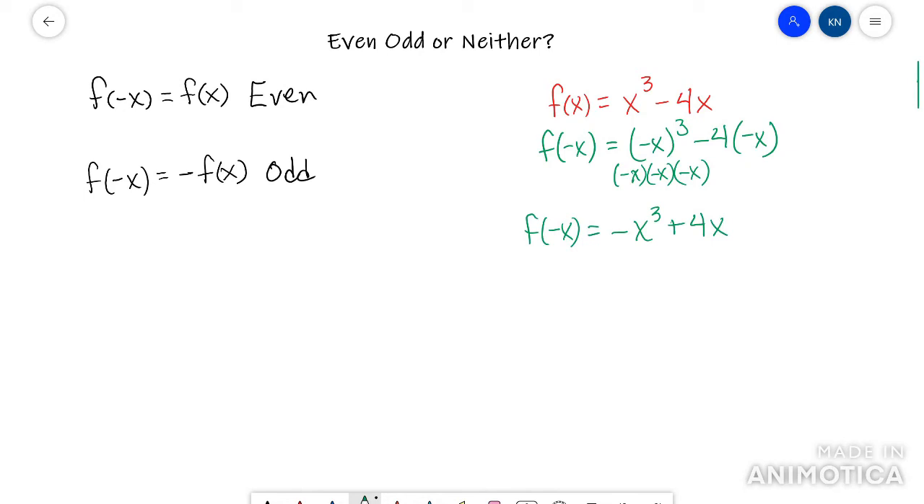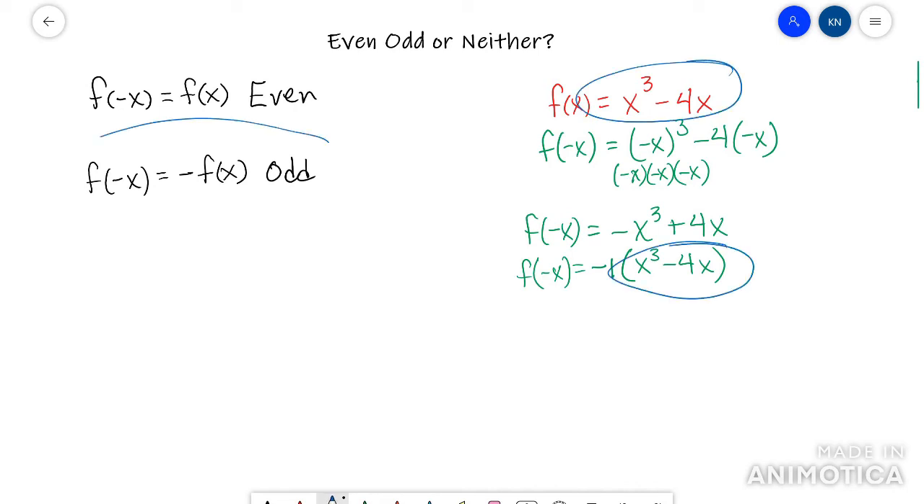And remember, I said you have to be able to factor out a negative 1 and then have your original. So divide everything by negative 1, and you get x cubed minus 4x. And if you look at this, it's the same as what I started with. So that would mean it's an odd function. The same as what I started with when I factored out a negative 1 is what I meant.